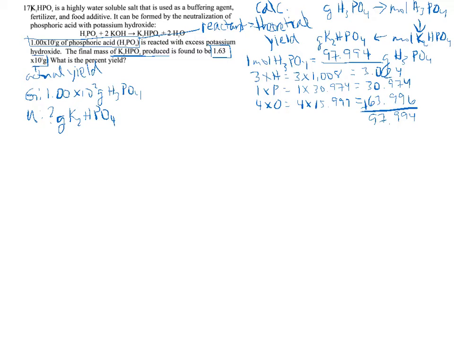Okay, then we need to do the mole-to-mole relationship. Blank moles of phosphoric acid, H3PO4, equals blank moles of K2HPO4. We look at our coefficients for that. H3PO4 is here, K2HPO4 is here. There's not a number in front of either one of them, which means that this is a 1-to-1 relationship. And then we do our molar mass of the K2HPO4.